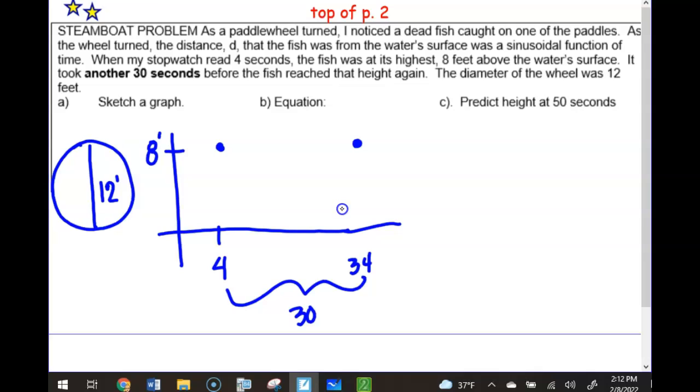Okay, anybody remember how we figure out how low this fish goes? If it's 12, yeah, halfway through it goes to the bottom, but we've got to figure out where that bottom is. If it's 12 feet across and it only comes 8 feet out of the water, where's the water at? Yeah, the minimum of the wheel is down at -4. So it would look like this.